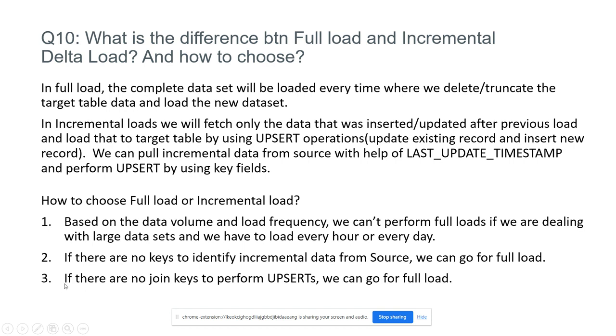Or if there are no join keys to perform upsert. Suppose I have a last update timestamp at the source level, so I can bring the last updated data from the source table, but I need to join the tables, right? I don't have any primary key defined on the target table. So how can I join this source data with the target data? If we are not able to identify any join keys to perform these insert and update operations, then we cannot go for incremental load, and we should go for full load.